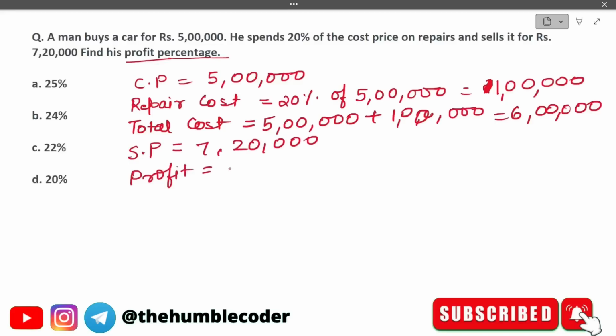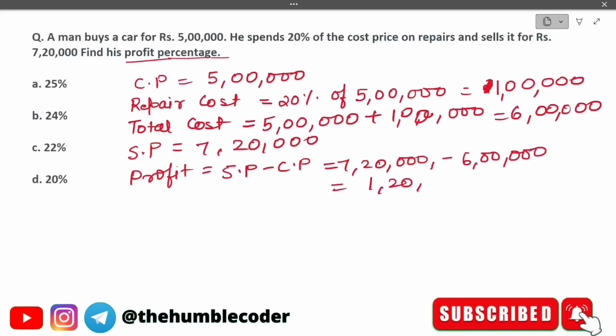Profit is what? Selling price minus cost price. So selling price was 720, and our new cost price is what? 6, right? Because we have calculated. So this is going to be what? 1,20,000. So it means 1,20,000 is his profit.